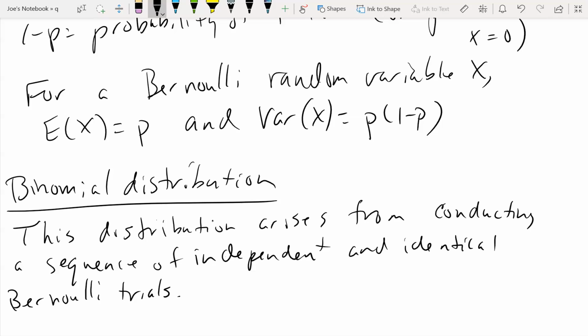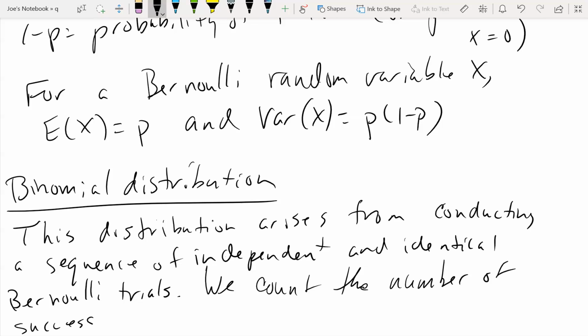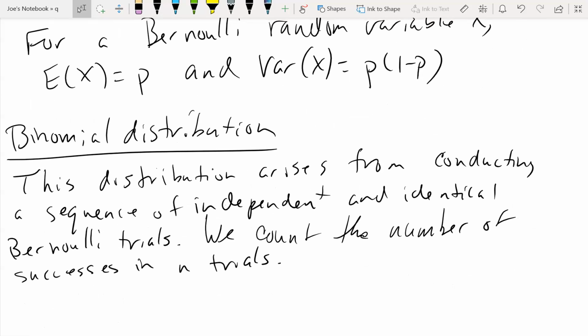When I flip a coin, the next coin flip didn't depend on the first one. When I roll a die, the next roll did not depend on the previous one, or any of the previous ones. Identical means that you're doing the exact same thing over and over again. Okay? What we count is the number of successes in n trials. We actually call this whole process a binomial experiment.